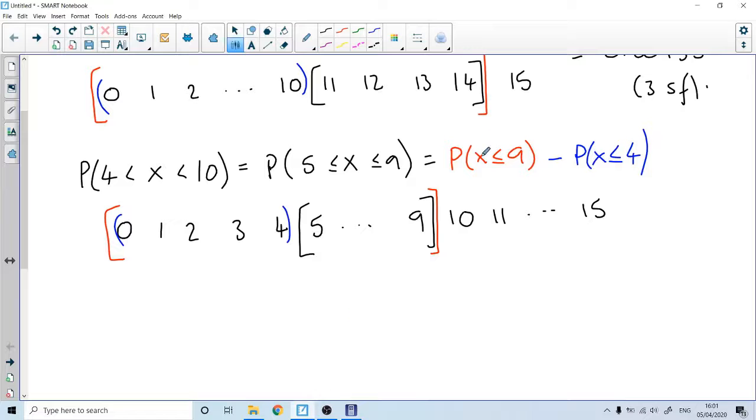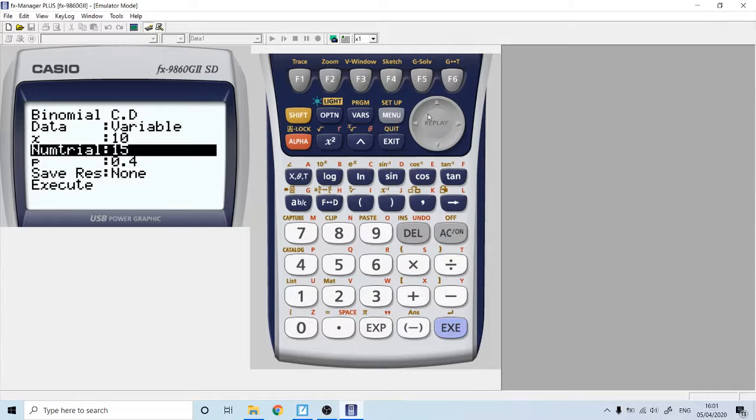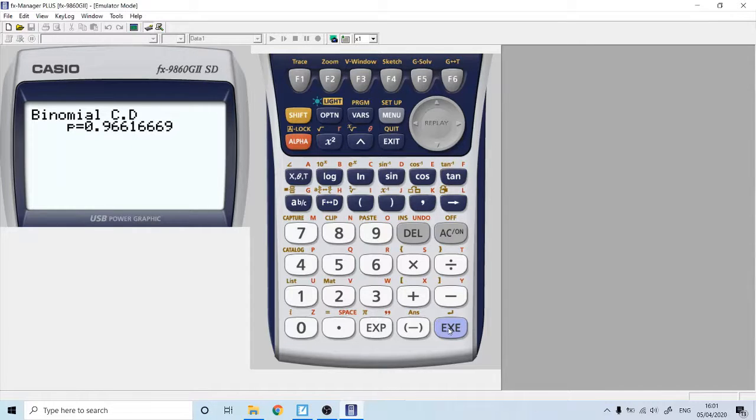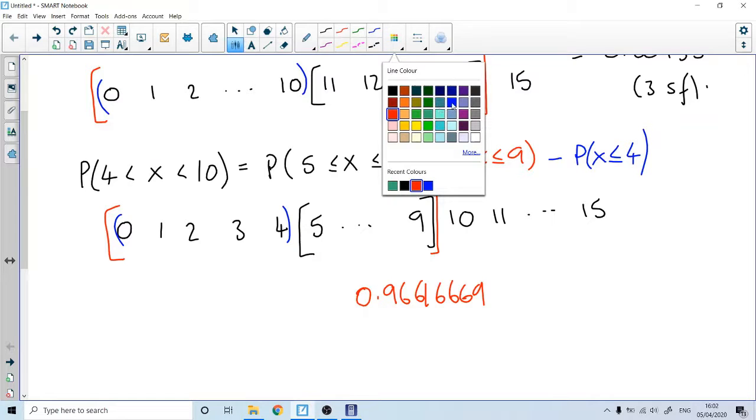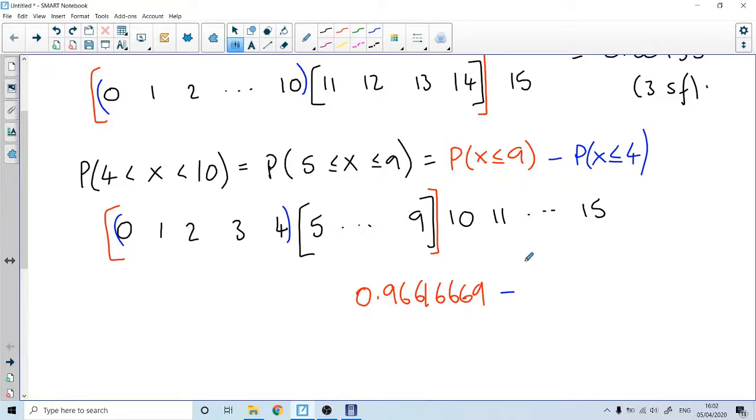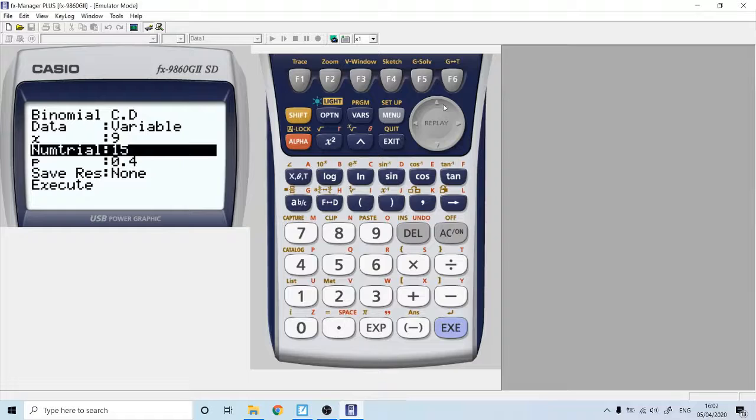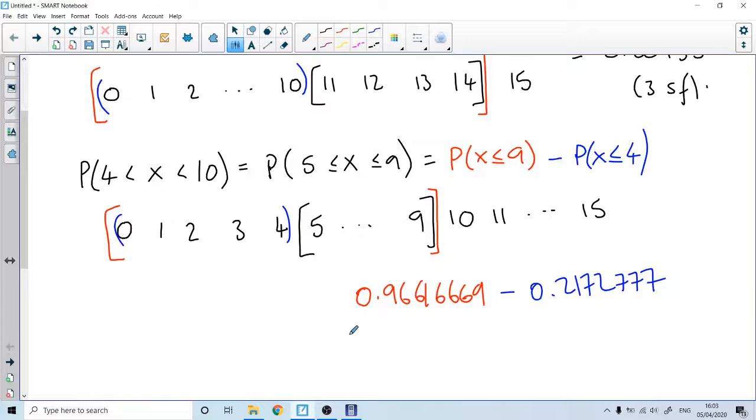So to get that probability of x being less than or equal to 9, we just change x to 9 in our cumulative binomial. And again, I'm going to use the unrounded value to get the most accurate answer possible. And then I need to work out this blue probability of x being less than or equal to 4. So I'm just going to change x to 4. And if we work that out, we get 0.749 to 3 sig fig.